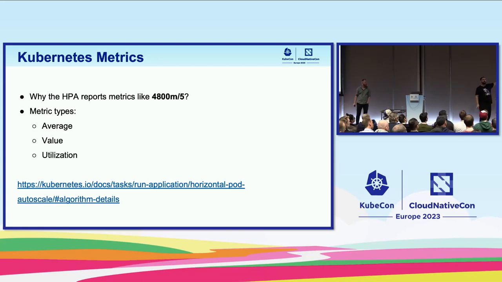4,800 m/5. What does that mean? That means 4.8/5. Why do we explain this? Because we have noticed in our issues and in our community channels that there are a lot of questions about this, and this is not a limitation but due to the design in Kubernetes, and due to this, the support for floating numbers as a value.